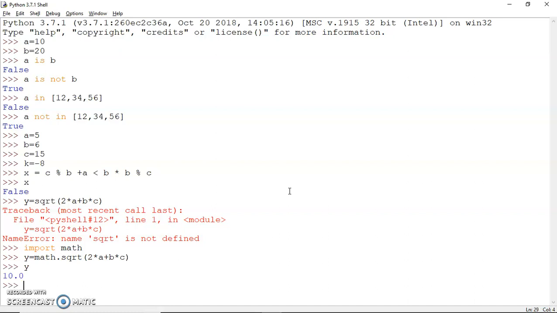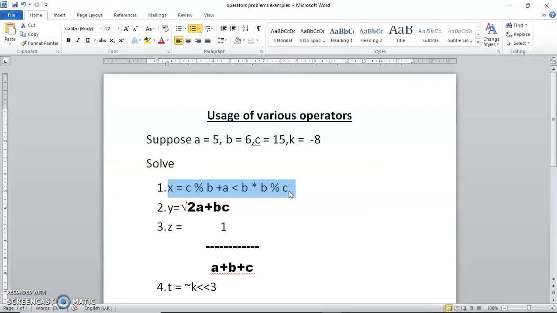Now we can see the value of y is 10, because 2 into a would be 10 and b star c would be 90. So 10 plus 90 is 100. Square root of 100 is 10. So that is how we write. So you see that the modules are also very essential while you're working out with some standard functions from various modules.